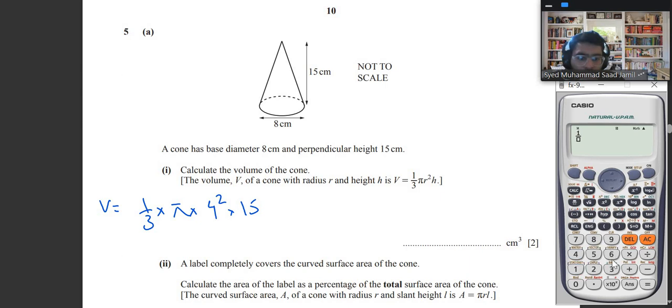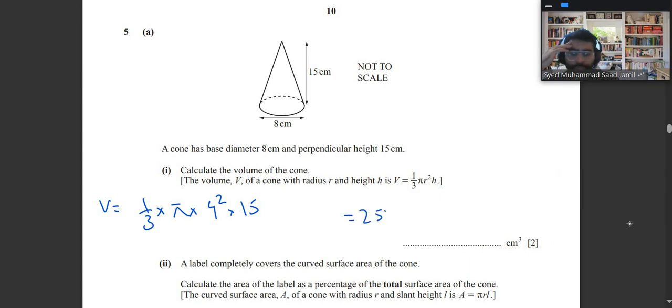1 upon 3 multiplied by pi multiplied by 4 squared multiplied by 15. So it's 80 pi, which is roughly 251.3, so 251. So just write 251, okay.